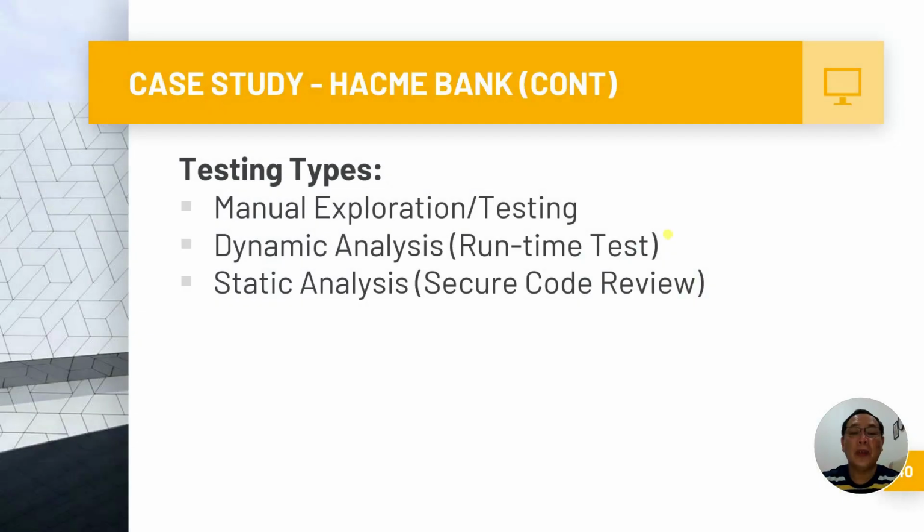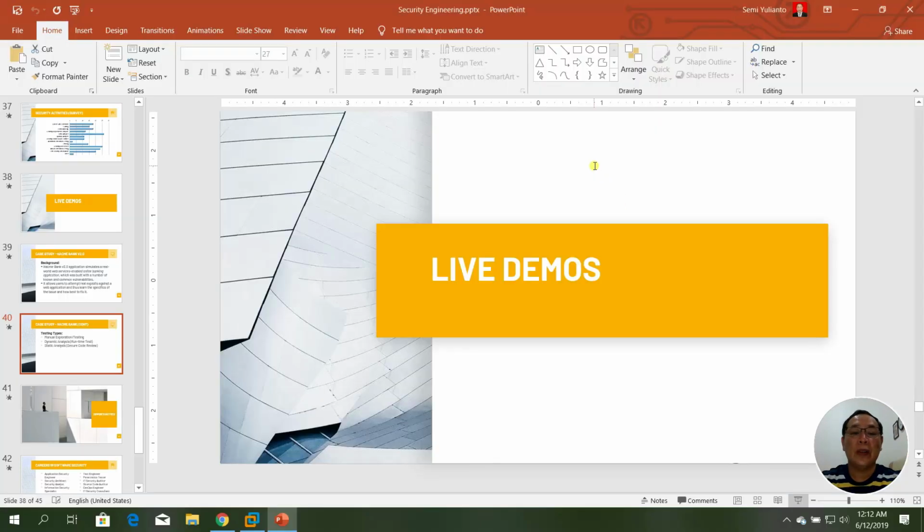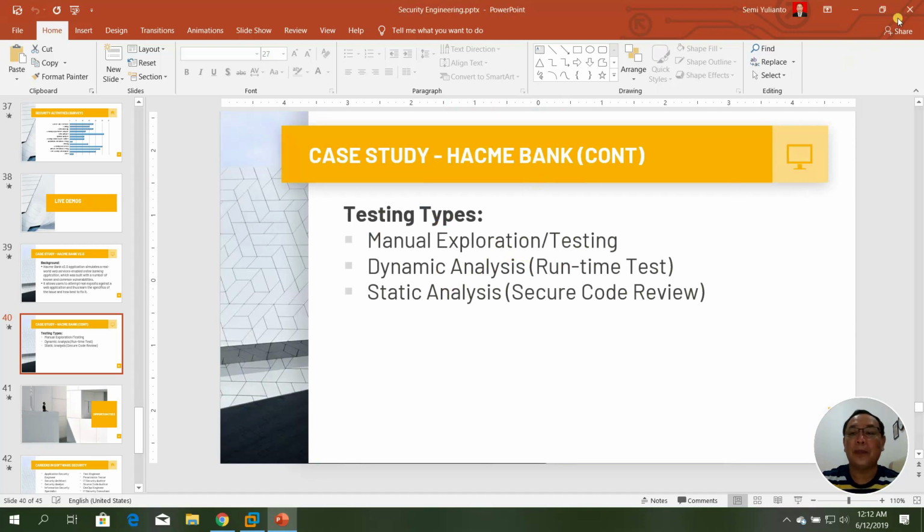So what I'm going to show you is the testing types. I'll be showing you manual exploration testing, then dynamic analysis or DAST, runtime tests, and then static analysis, which is also known as secure code review, right? So let me show you this one.